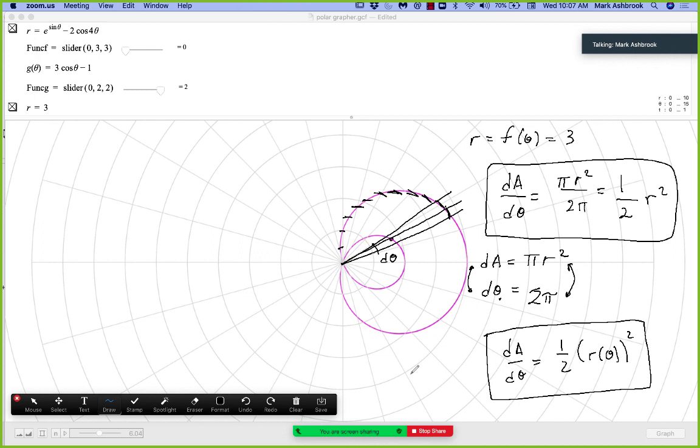Okay, any questions on that? So we're developing the rate of change of area, accumulated area, in polar coordinates. So let's look at an example.